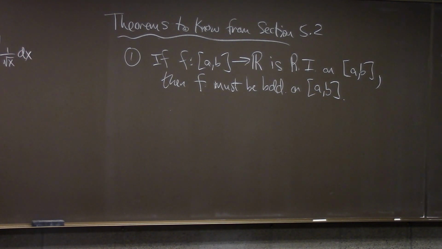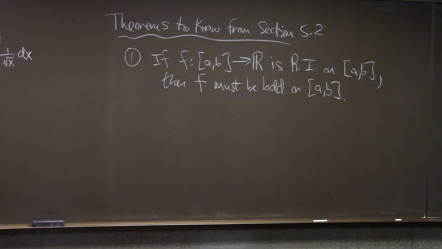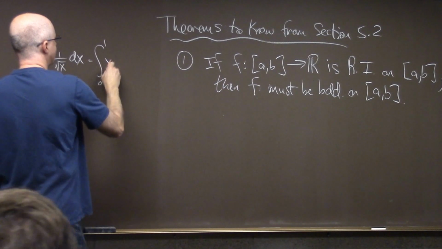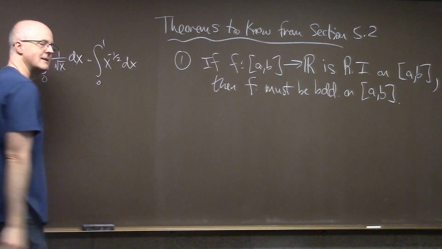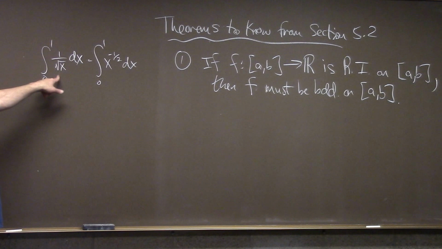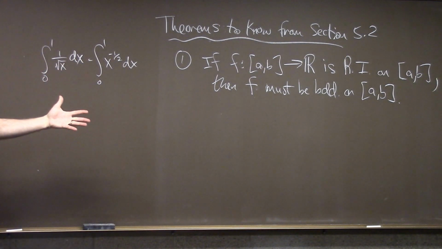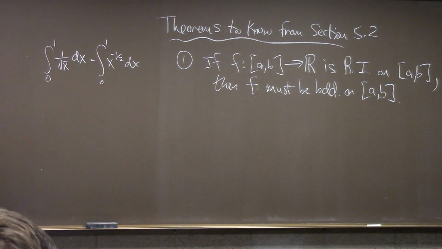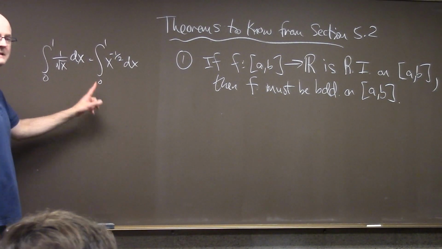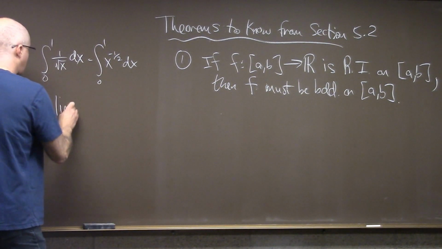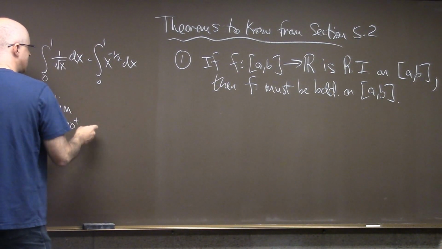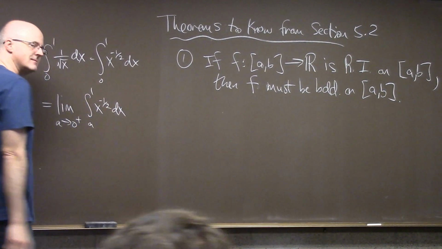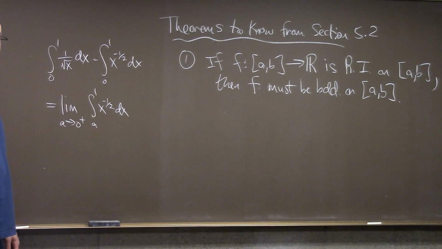Take this example. Integrating x to the negative 1/2 from 0 to 1. That function is unbounded on the interval from 0 to 1. It's not even defined at 0, though that's not a real big deal. We could define it to equal something at 0 if we wanted to. But this thing is thought of as an improper integral, like that, and it does end up converging.